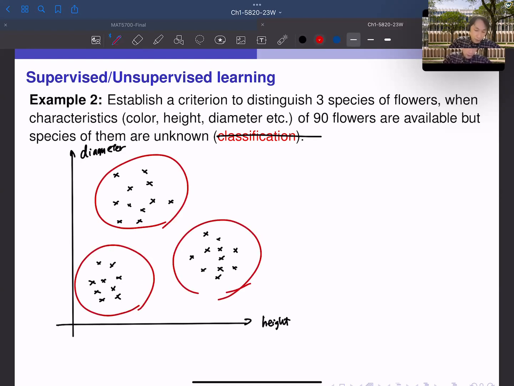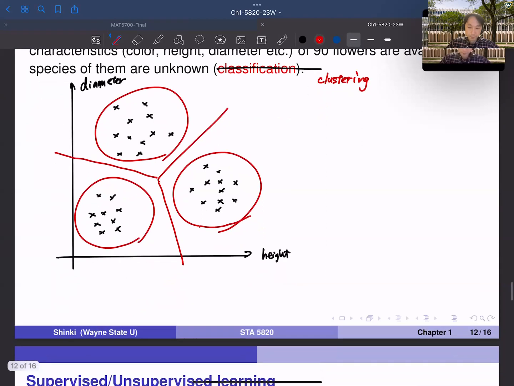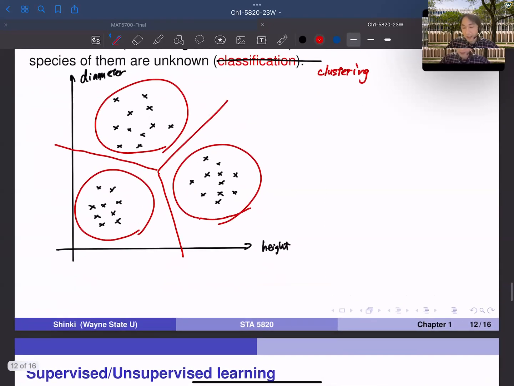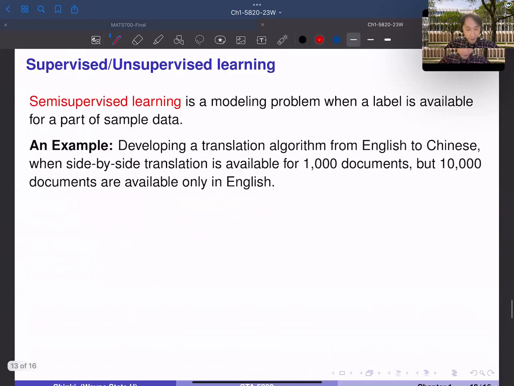So even if we don't know the label, which one is in species 1, we can probably distinguish these 3, and probably the boundary is here, something like that. So this is called clustering. So this is an unsupervised problem because we don't have the label. If species 1, 2, 3 have names, of course, we cannot identify them, but based on data, at least we can divide this into 3 different categories.